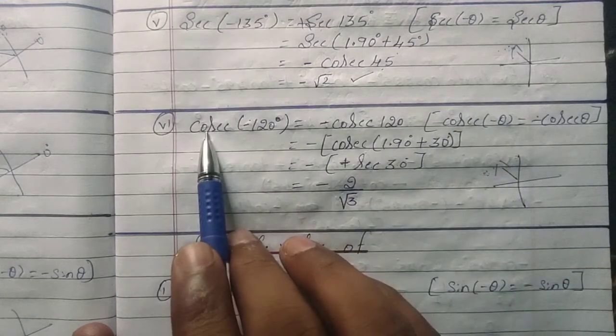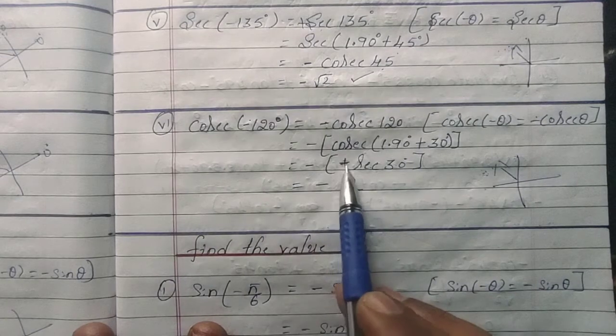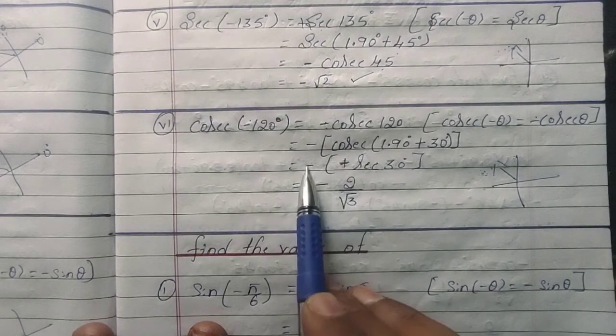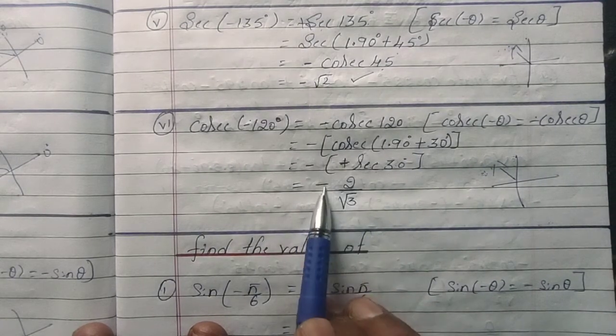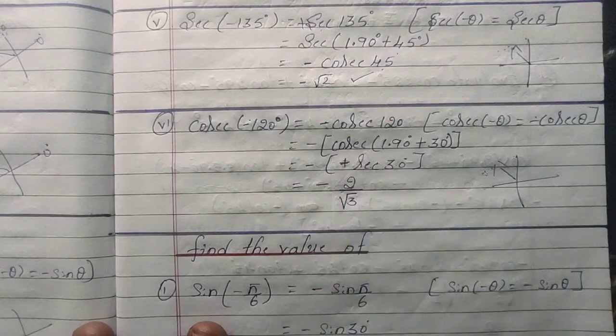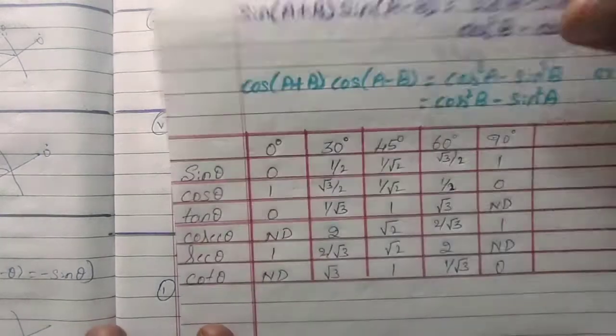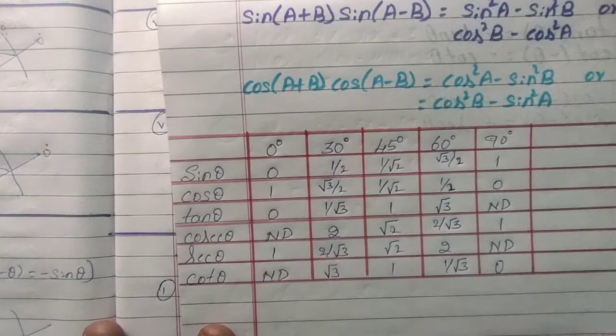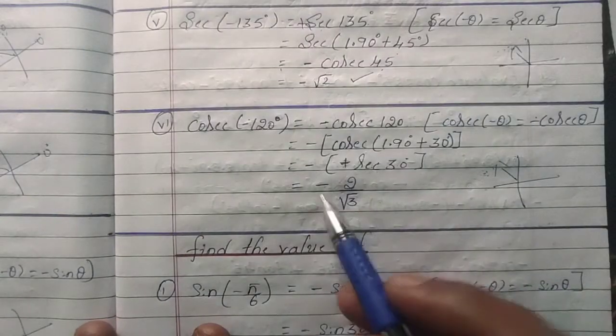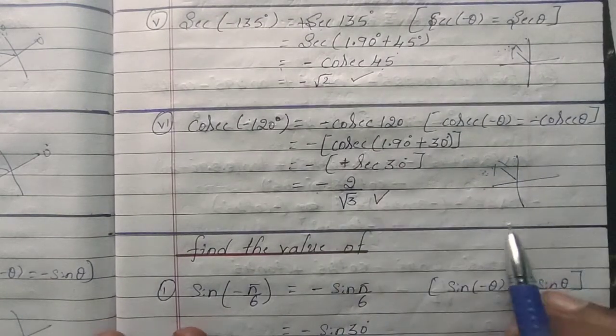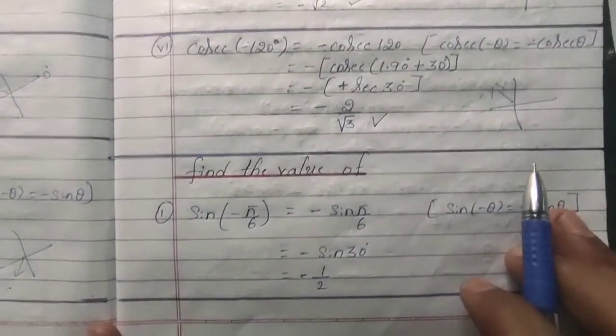The given ratio is also cosecant. Therefore my result is positive. But here minus is there. Plus into minus, minus secant 30 degree. What is secant 30 degree? Secant 30 degree is 2 by root 3. Therefore minus 2 by root 3 is our answer.